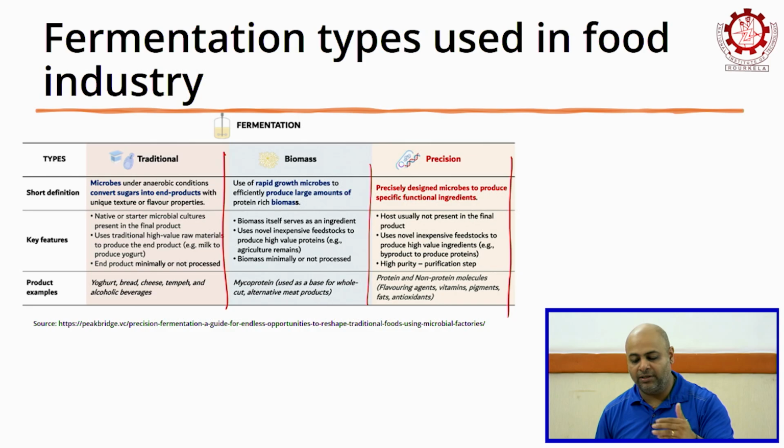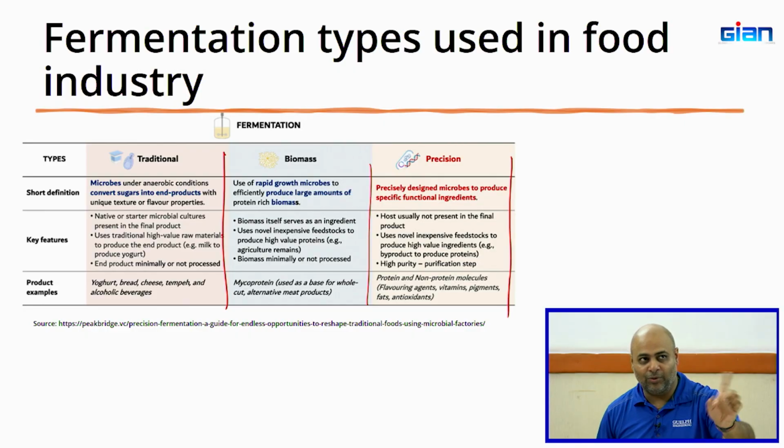And then comes the precision fermentation, where the host usually is not present in the final product. The final product is developed by the host, but the host is not the final product. Sometimes yes, but not all the time. It uses novel, inexpensive feedstocks. We can use, again, byproducts to produce the proteins.